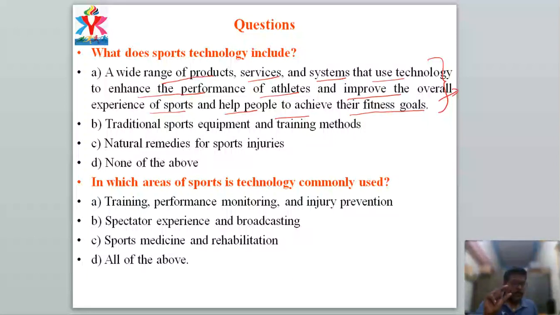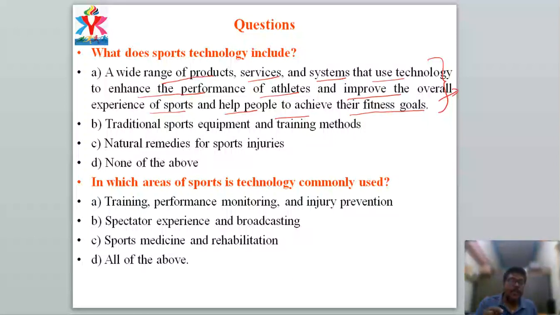So option A most probably is the right option. So all the concepts are related to or included in sports and sports technology, right? And option B, so first of all you have to read all the options and then choose the correct one among those options, right? So B: traditional sports equipment and training methods.